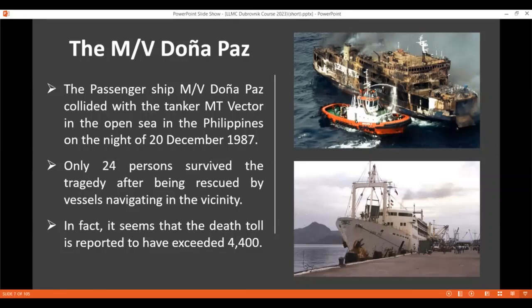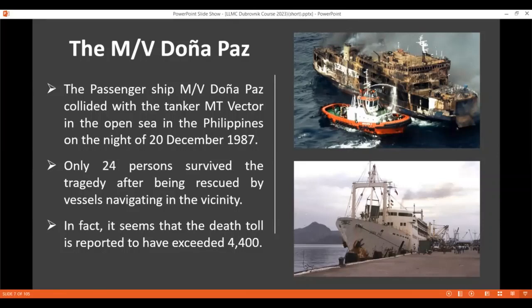Okay, exactly, but there was one problem. The sea was on fire. Because the oil that was spilled from the collision immediately caught fire. So those who didn't drown were burnt alive. And it was a real tragedy.